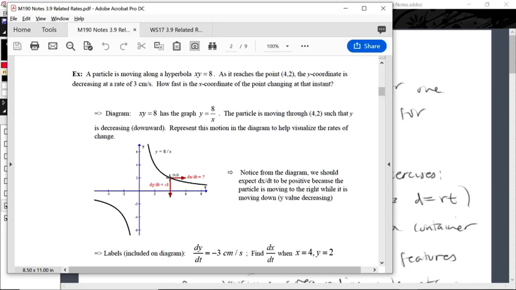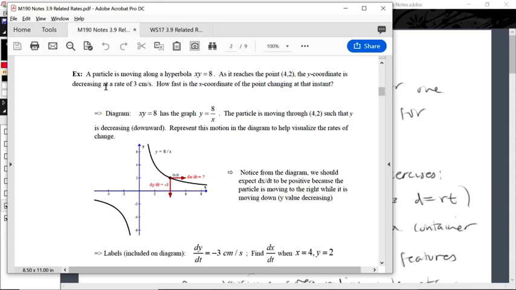So what direction would this point be moving? It's moving along the curve, but is it moving towards the left or towards the right? Well, we're being told that the y-coordinate is decreasing. If the y-coordinate is decreasing from this point, then it clearly must be moving to the right. Now that's helpful information, right? We can then label that dy/dt is equal to -3.